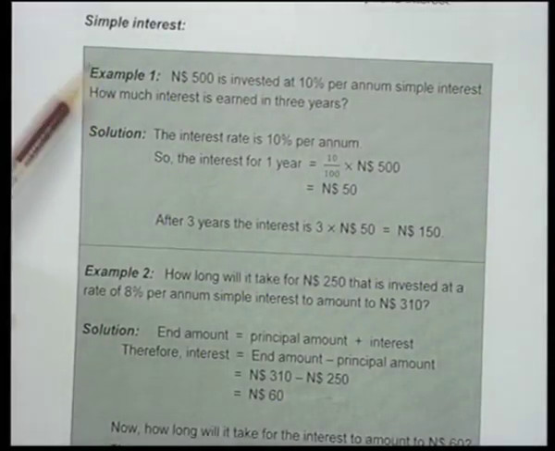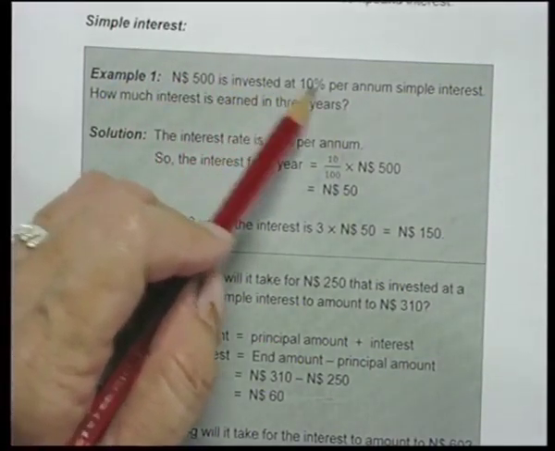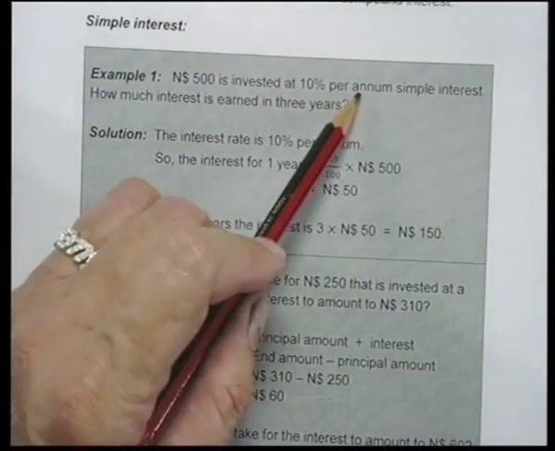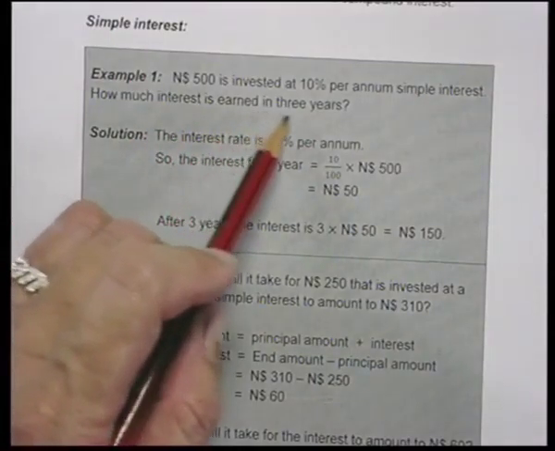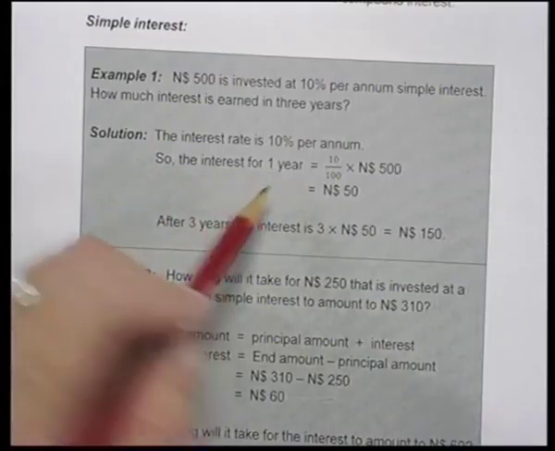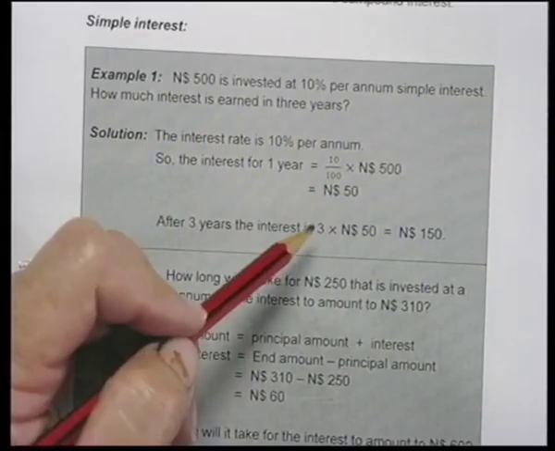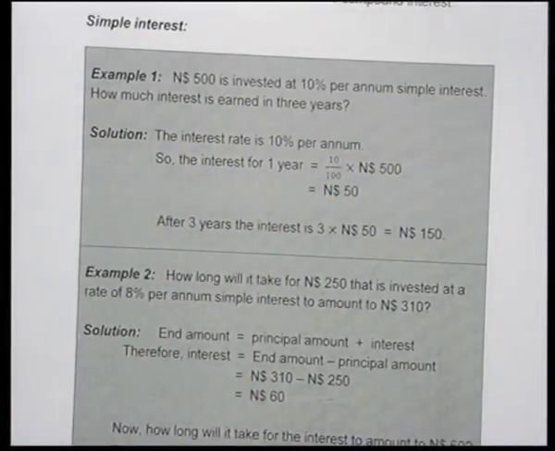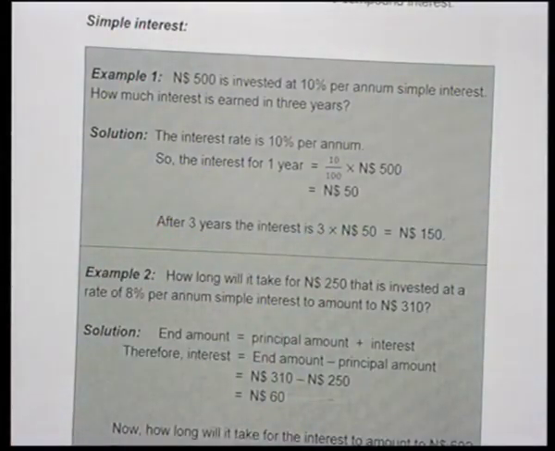All right, let's see the simple interest examples here. We can see that if you have 500 Namibian dollars invested at 10% per year, per annum, simple interest, how much money is earned in 3 years? The interest rate is 10%. So for 1 year, it is 10 over 100 times 500. That's 50. So after 3 years, the interest will be 3 times 50, 150.